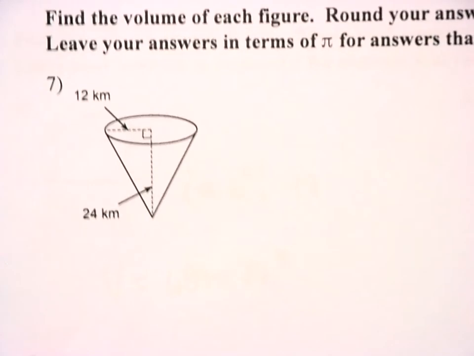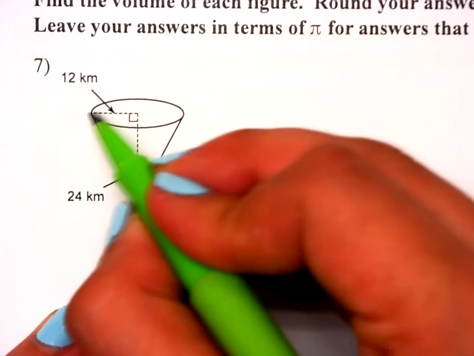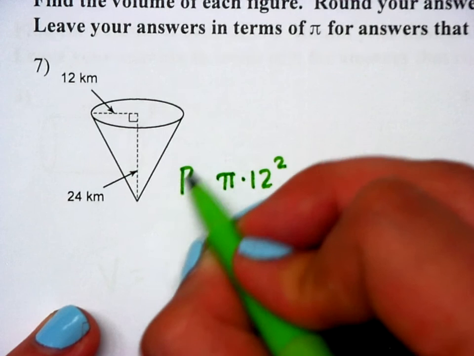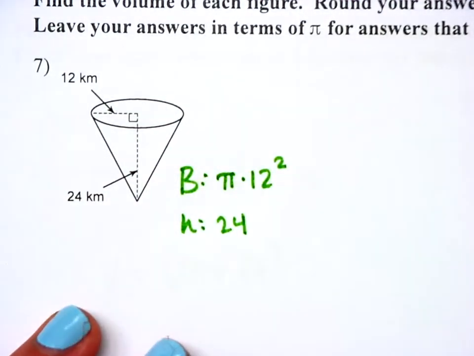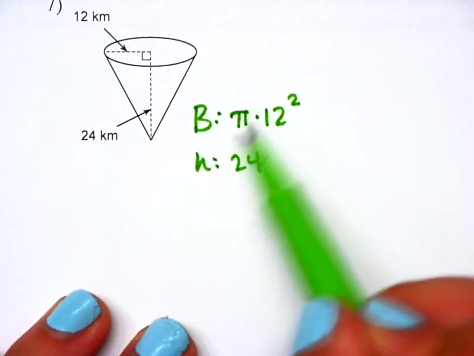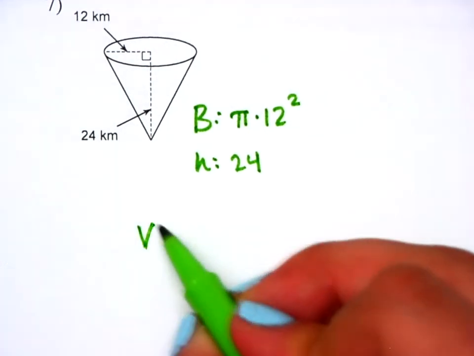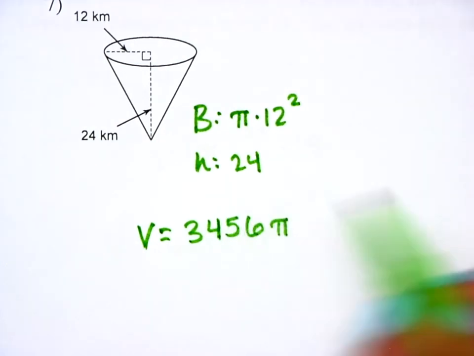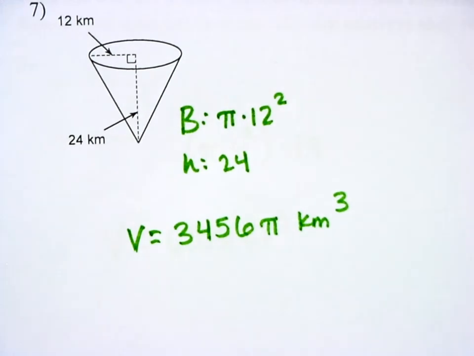So we've got number 7 here. Same work, we're just not multiplying out pi. So I've got a radius of 12, so the area of the base is pi times 12 squared. The height of the object, even though it's upside down, is 24. Okay, so when I write my answer in terms of pi, I'm going to have 12 squared times 24. Let's do that in our calculator. 144 times 24. So my volume is 3,456 pi, and then kilometers cubed. And I just did that all on my calculator.